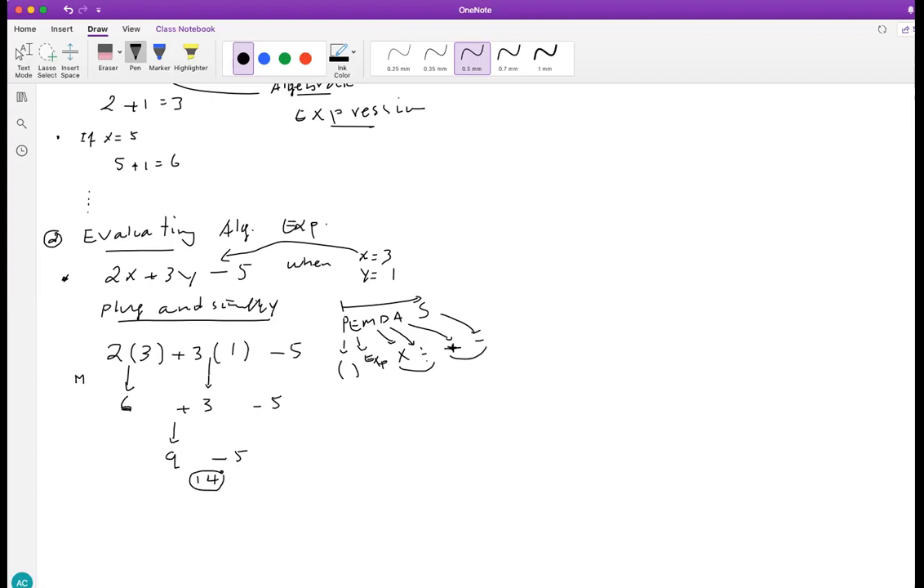Okay, and we just evaluated this expression with these values. Oh yeah, because I was wondering. I said 14. How is that?